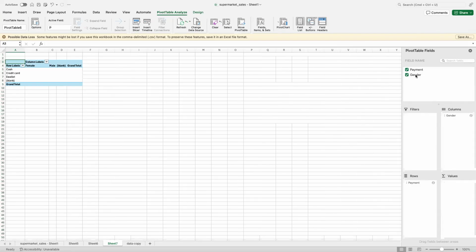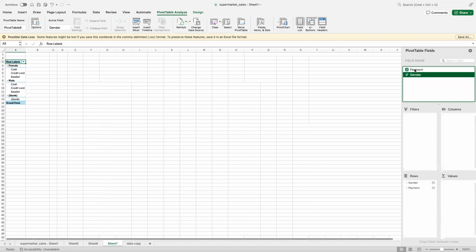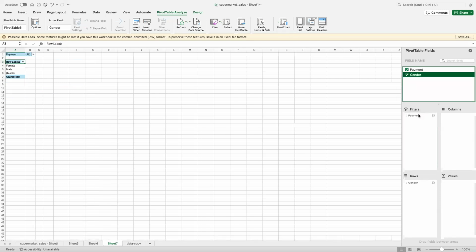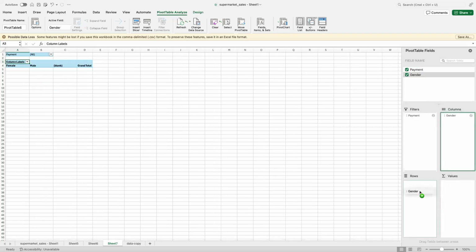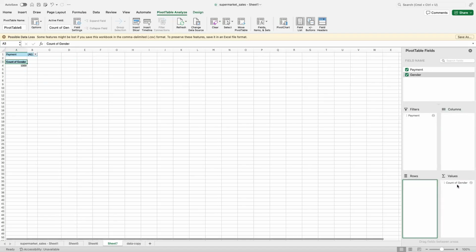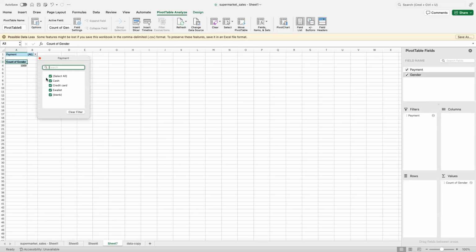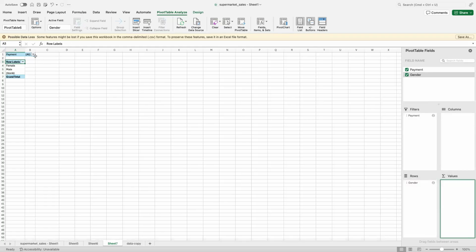So let's move things around. We can filter by payments, and gender should be column and there could be values. So yeah, but it's not giving us the count of gender. Let me see male and female.